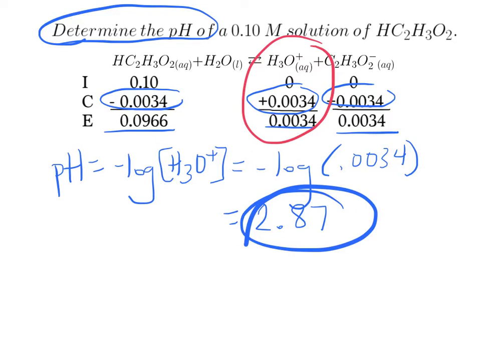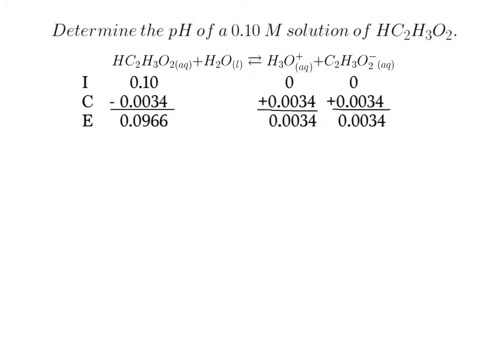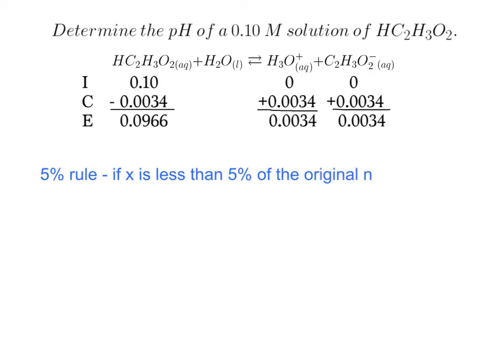All right. So now, let's talk a little bit more about why we made that approximation in the first place. A minute ago we said that x was too small to count, or x was negligible. The reason we got to do that was because of the 5% approximation, or the 5% rule. The 5% rule says that if x is less than 5% of the original number, it is considered to be negligible.